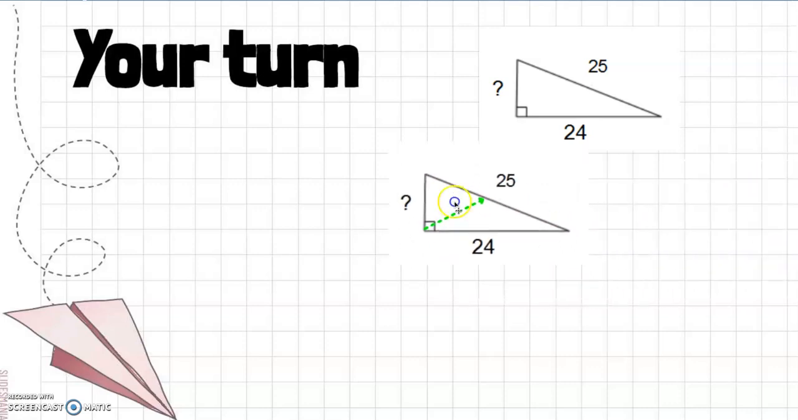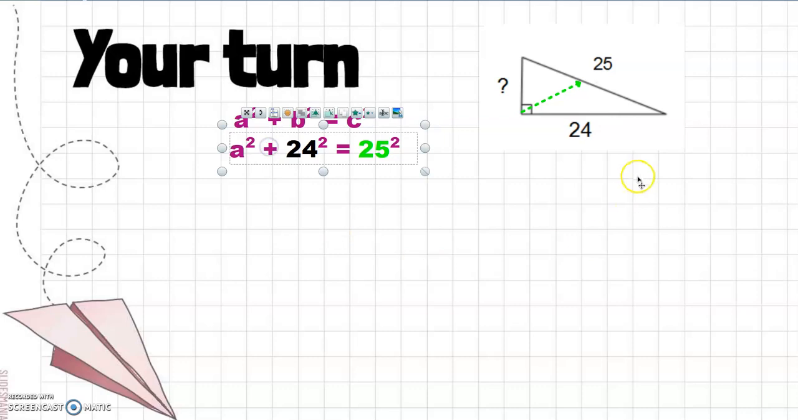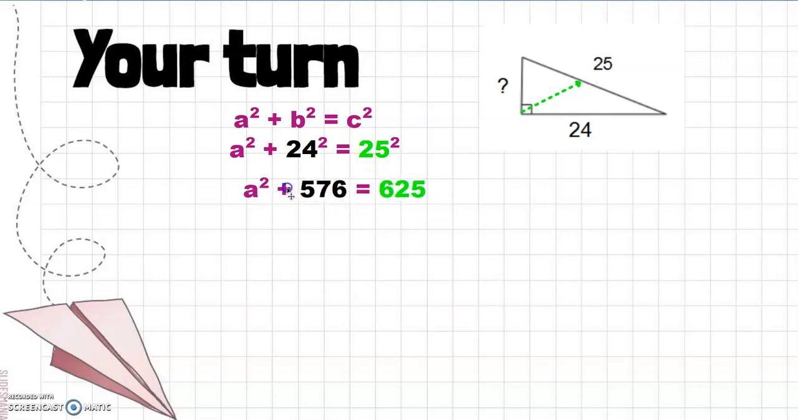All right, let's see if you got it correct. First thing I would do is identify the hypotenuse. That is the formula I'm going to use for my Pythagorean theorem. Then I would substitute in my values. This time I selected 24 to be B. So I have A squared plus 24 squared equals 25 squared. Whenever I square 24, A squared plus 576 is equal to 625.